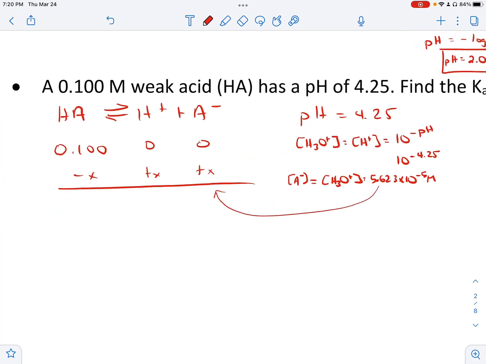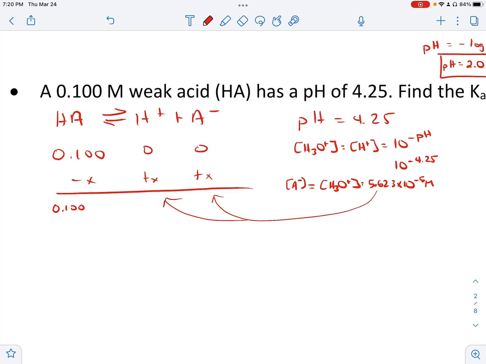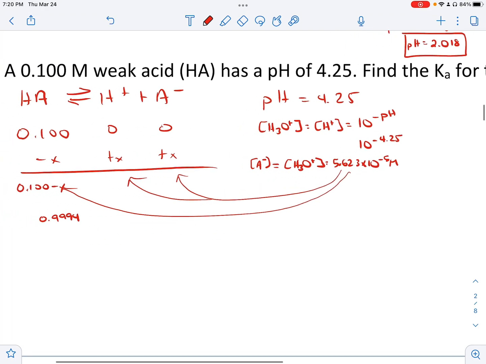I'm going to be lazy and just draw an arrow to show where those go. And then we're going to take 0.10 minus that, right? Which is that going to change the sig figs in it? I mean, we can pretend, but the answer is we're going to get 0.9994. So not really. All right, and then we're just going to plug it into our expression. So we're going to have 5.623 times 10 to the negative fifth, and that's going to be squared, right? Because that's our x's over 0.9994, and you would still get a very similar answer if you just left that at 0.1.